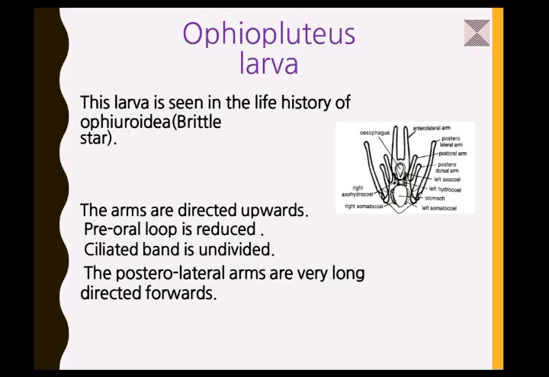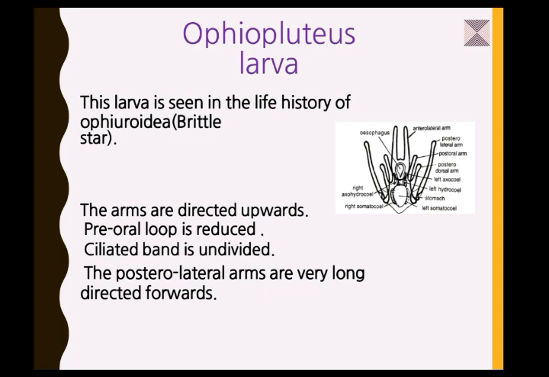Now, first of all, I am taking the Ophiopluteus larva into account. This larva is seen in the case of the brittle star, or the class Ophiuroidea. Here you can very well see the formation of different types of arms which we have seen in the previous case. We have anterior lateral arms, a posterior lateral arm, the post-oral arm, then the posterior dorsal arms, and a definite mouth in the center. We have the esophagus, the stomach, and the anus also. We have the somatocoel and the hydrocoel, as we have seen in the previous cases also.